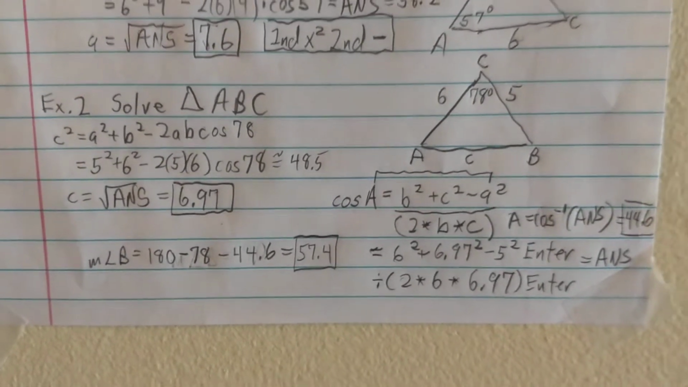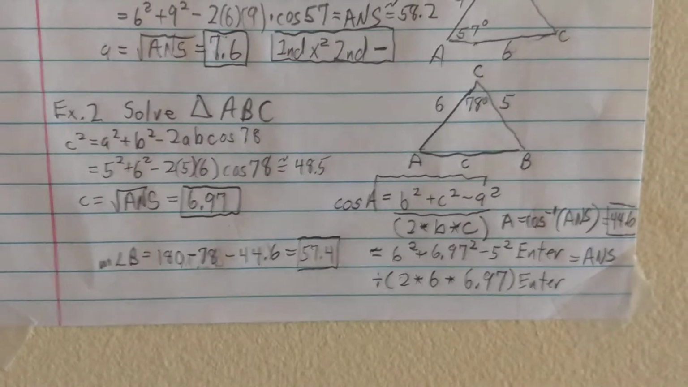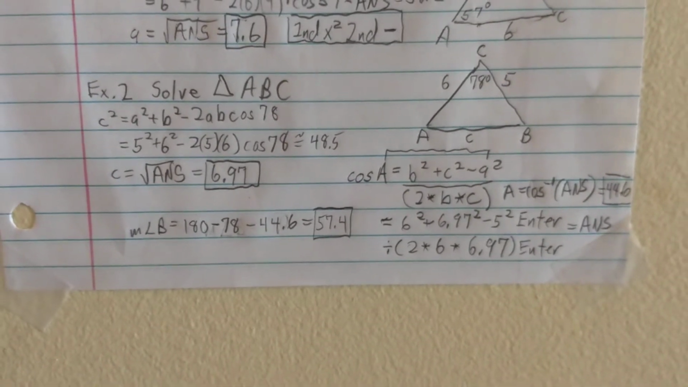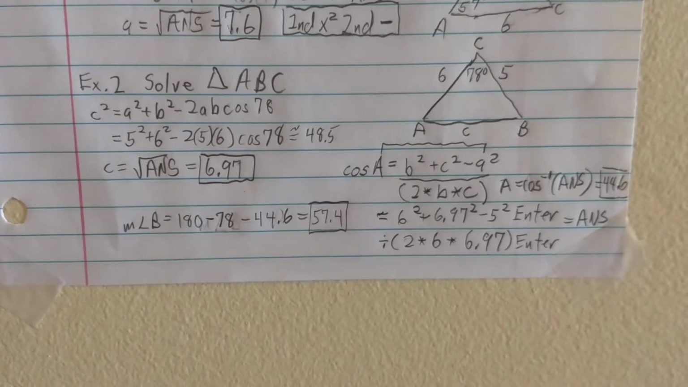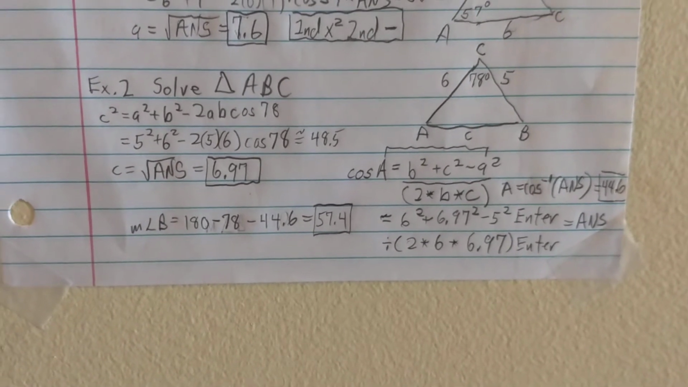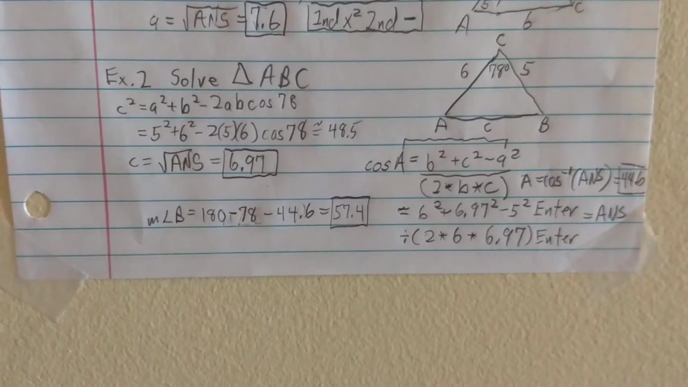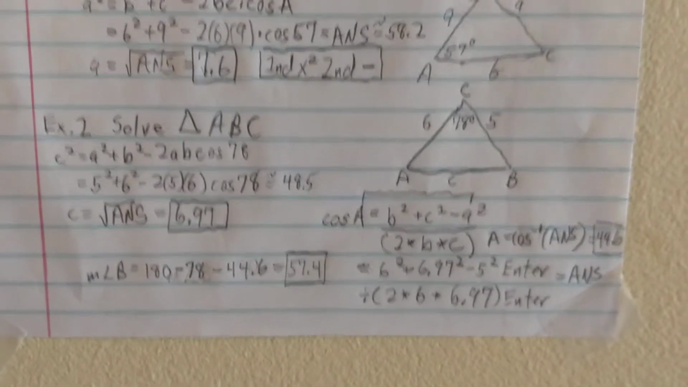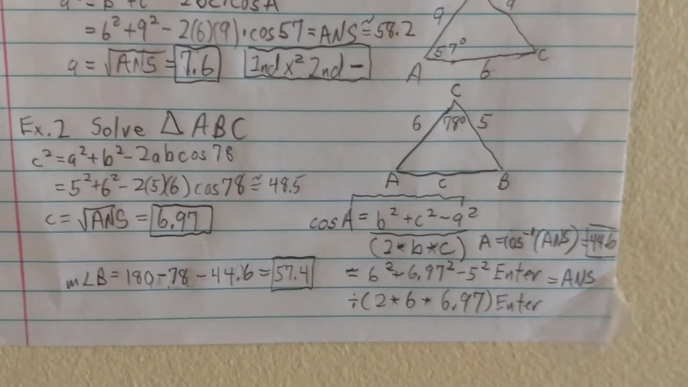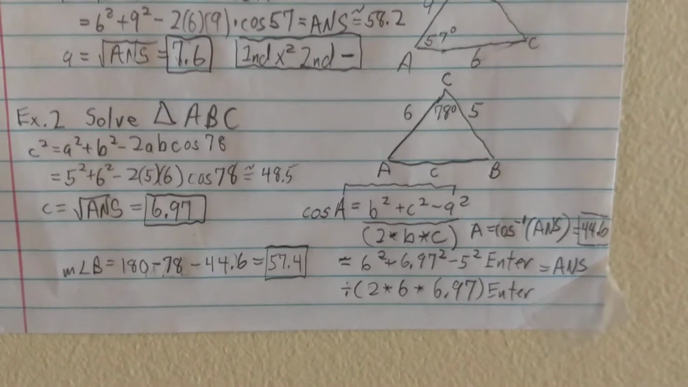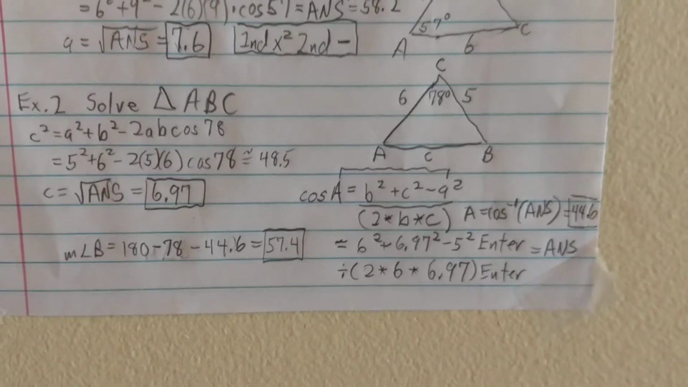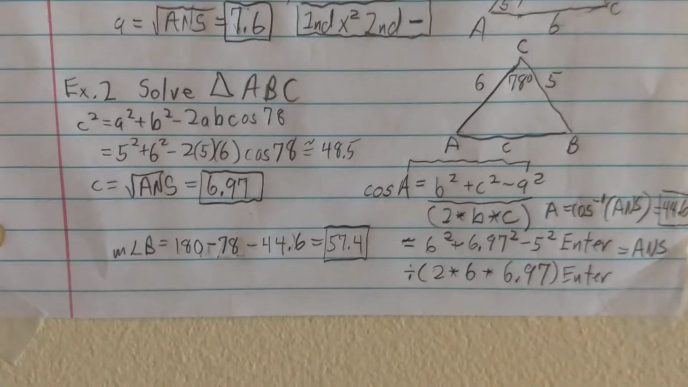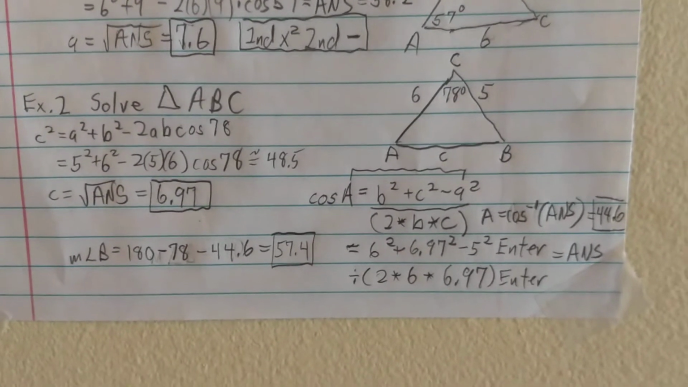Now for example 2, we're going to solve for the side unknown and the two angles that are unknown. So this is solve the triangle. So first, we have side A given as 5, side B given as 6, and the angle we want to find, C, is opposite 78 degrees. So c squared is equal to a squared plus b squared minus 2ab times cosine of that opposite angle, 78. And so 5 squared plus 6 squared minus 2 times 5 times 6 times cosine 78 is my 48.5 or ANS. And so I can do second x squared, second negative, to give me the square root of ANS, which is 6.97.